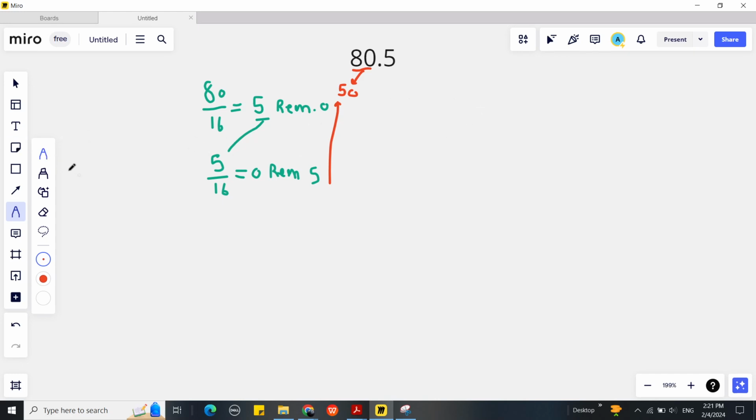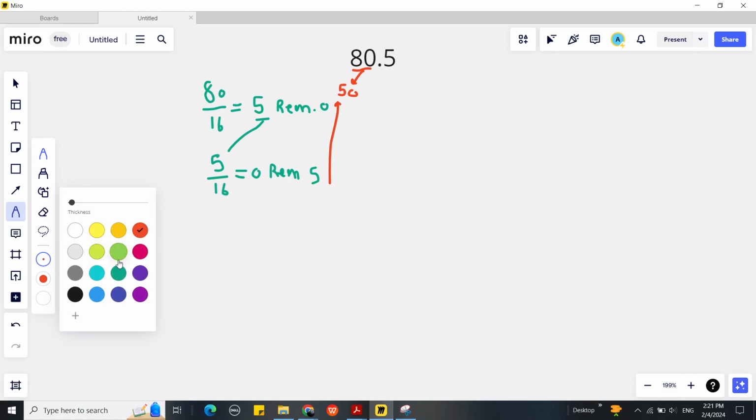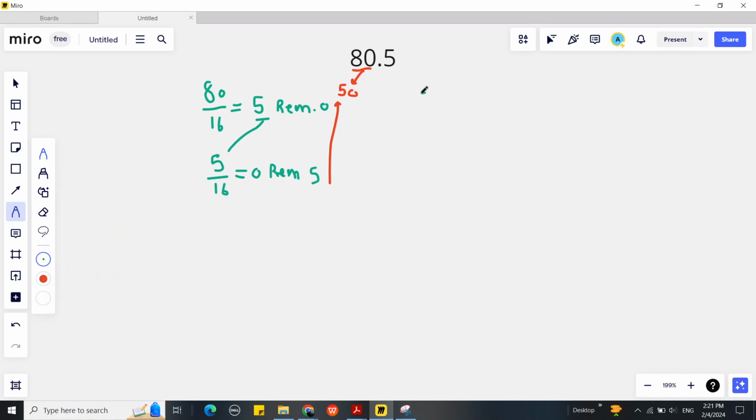Now I'm going to change this 0.5 to a hexa number as well. So 0.5 times 16 gives me 8.0, and when your decimal part is 0, you stop. This is my fractional part in the hexadecimal number, so it's going to be 50.8, and this is the first step.